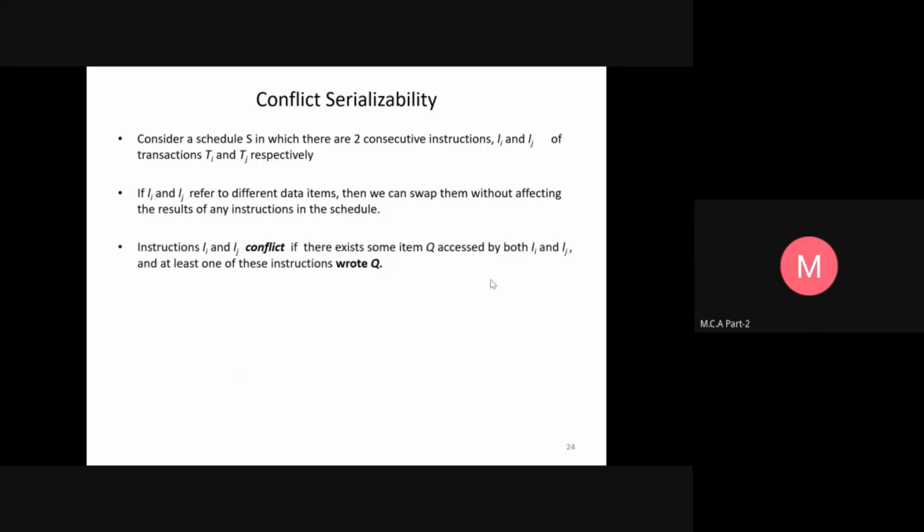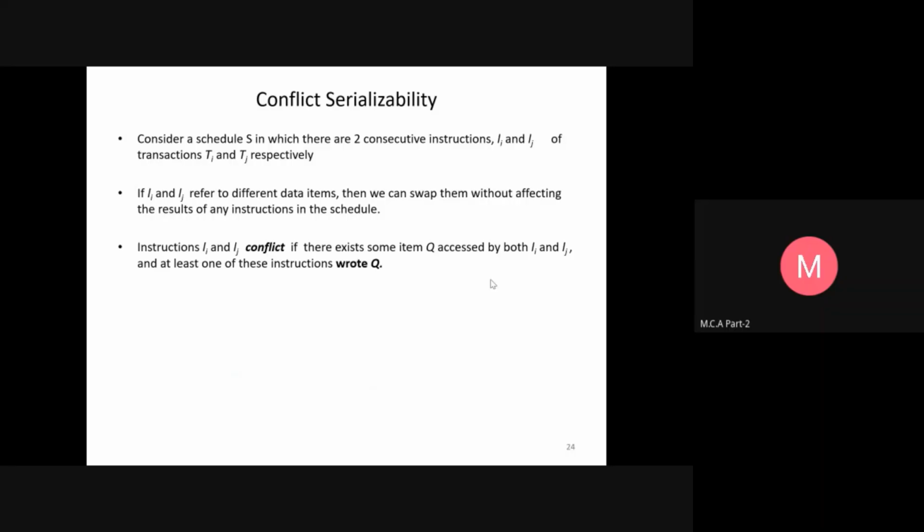Another point we need to look at is that instructions Ii and Ij are said to conflict if there exists some item Q accessed by both Ii and Ij, and at least one of these instructions did a write on Q. Because when we are doing a read on Q, even if we have multiple instructions reading the data item, there is no problem. There is no conflict, right? Multiple instructions could read the same data item and it does not affect the other transactions that are reading it. However, if one of them has a write on the data item, then there is a conflict.